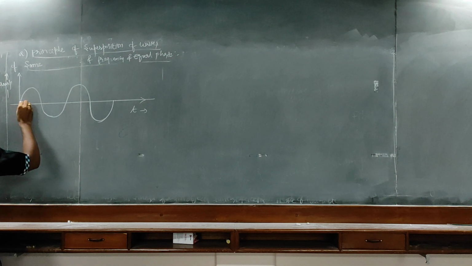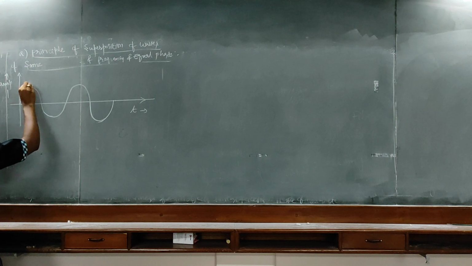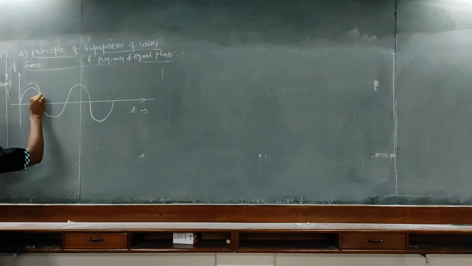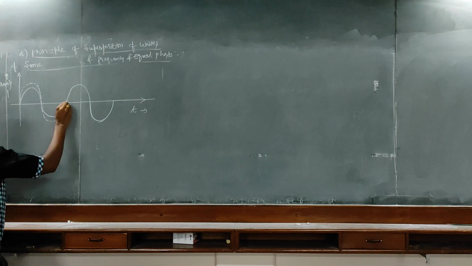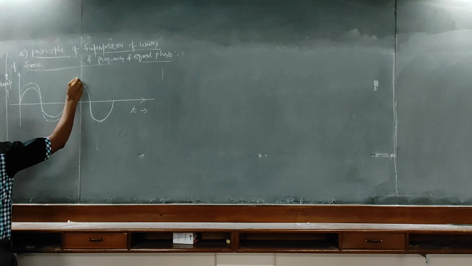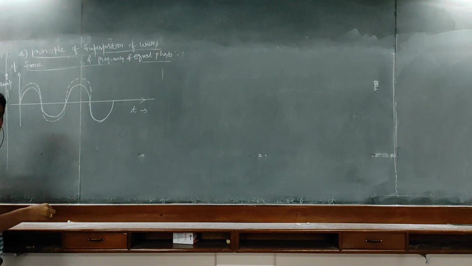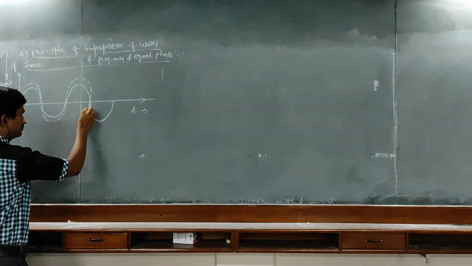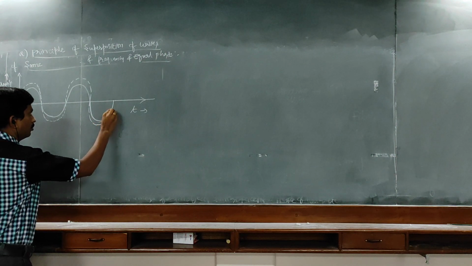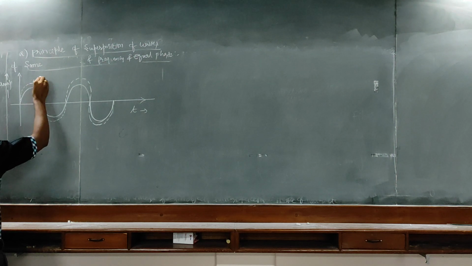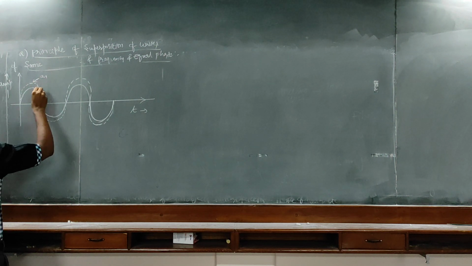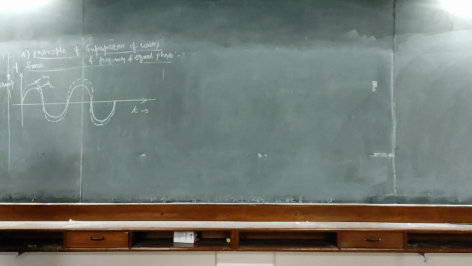Let us consider one more wave whose amplitude is A2, and that second wave is represented with the dotted lines on this graph. Let us look at the diagram carefully, then you can easily understand how these waves are superimposed. So the amplitude of the dotted lines is A1 and the amplitude of the continuous wave is A2.